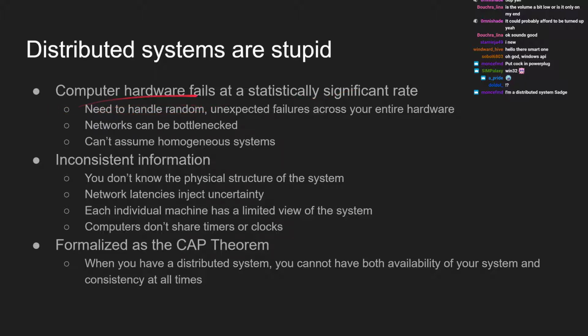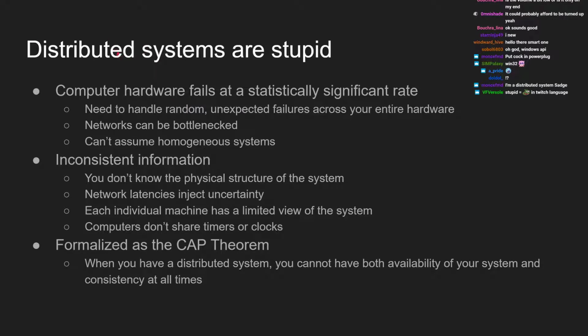So when you have systems with multiple computers, the first thing you need to do is be able to handle completely random, completely unexpected failures across your entire stack, no matter what. Because your system will just kill itself. A node inside your system will just kill itself randomly at any point in time, and that's something you must handle.